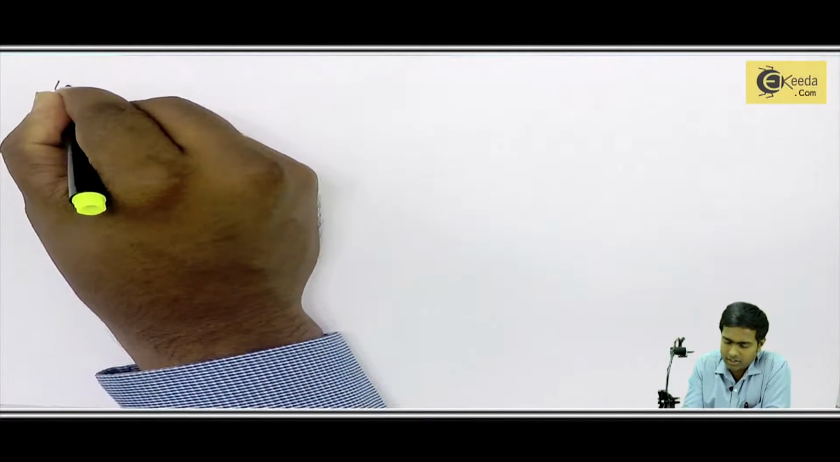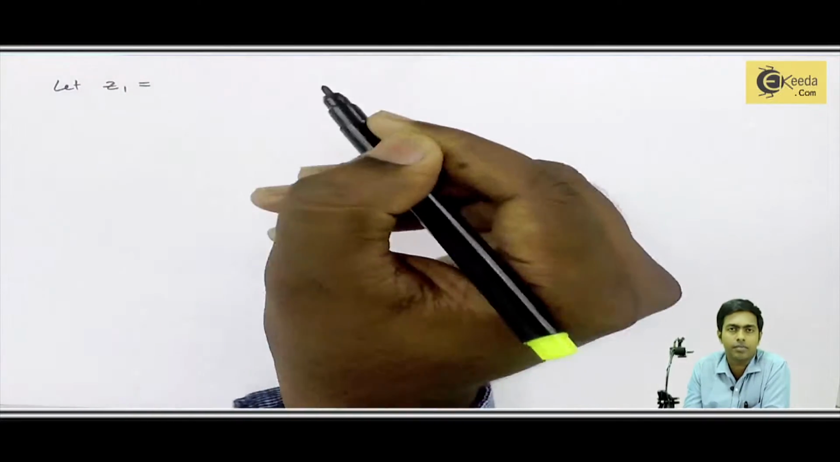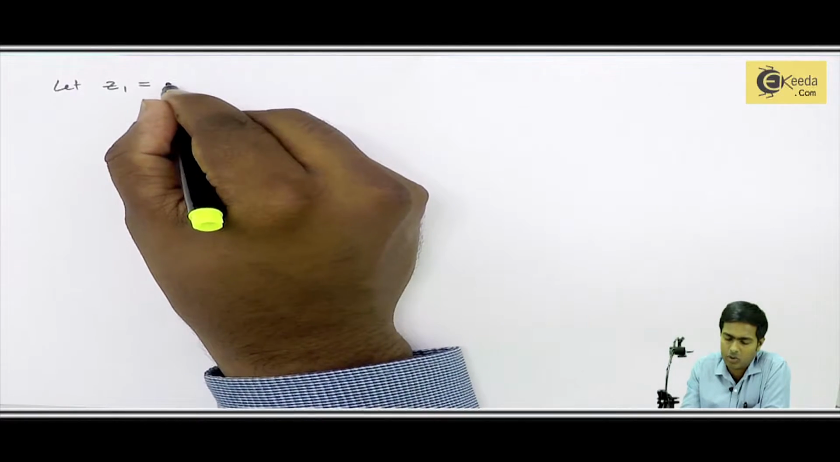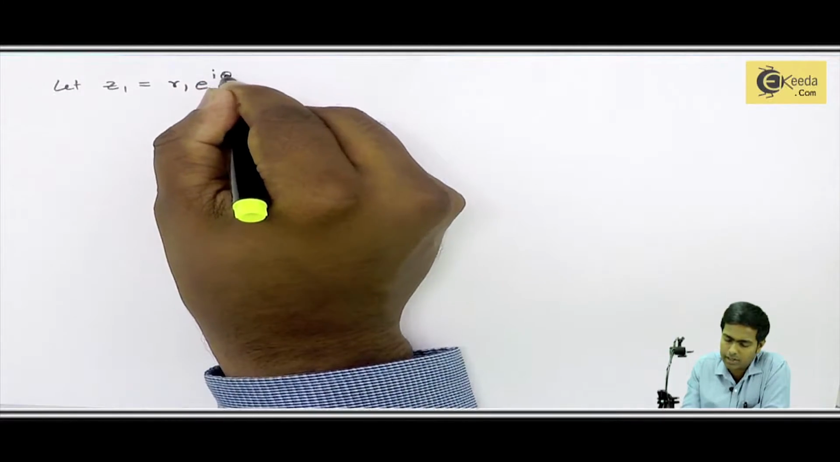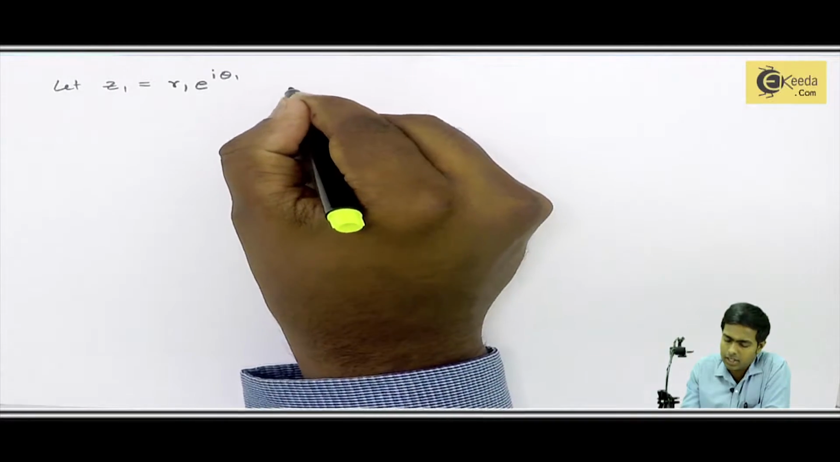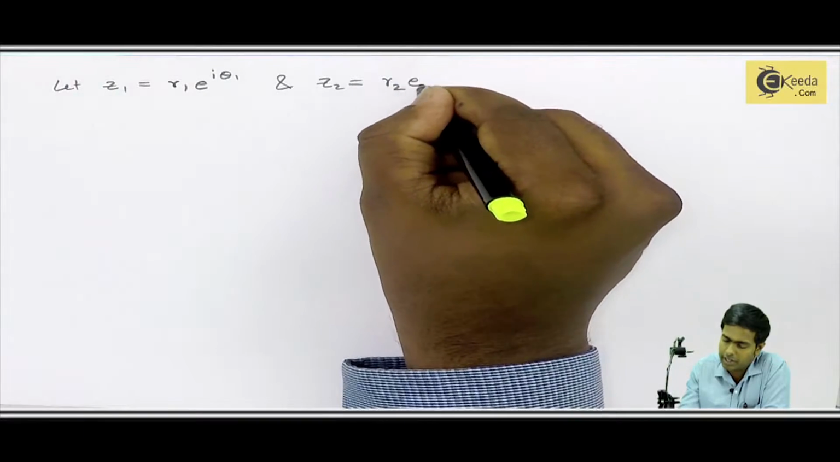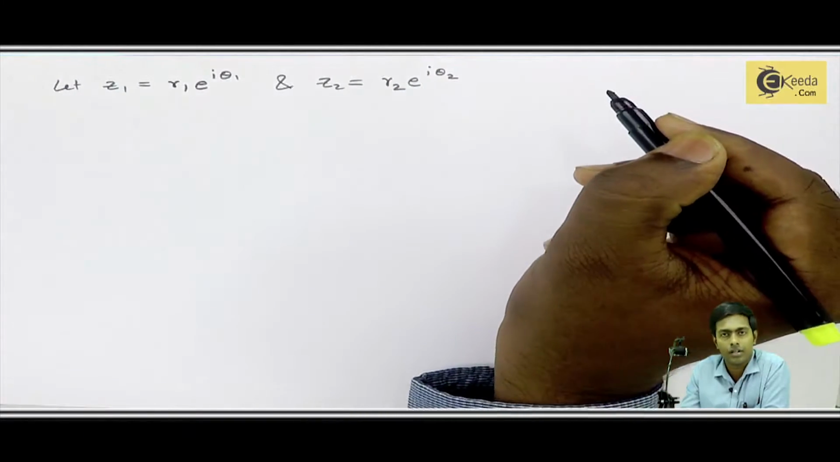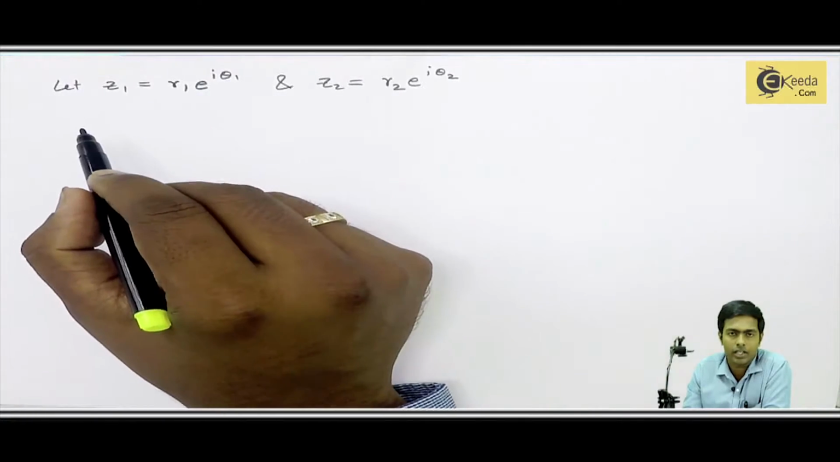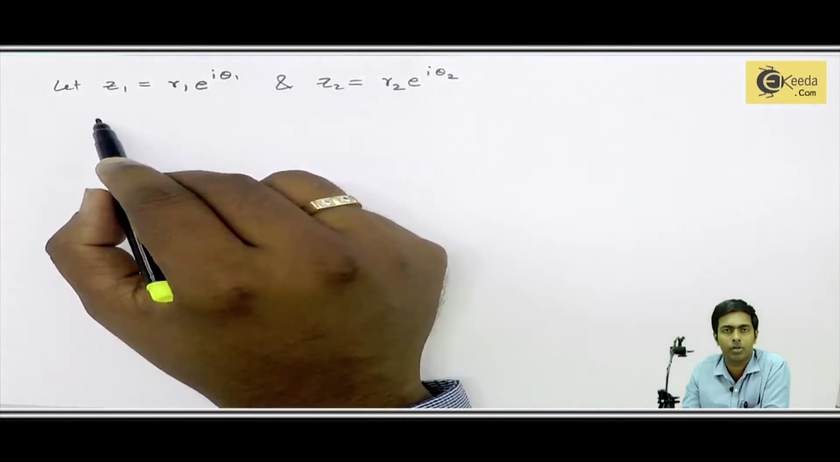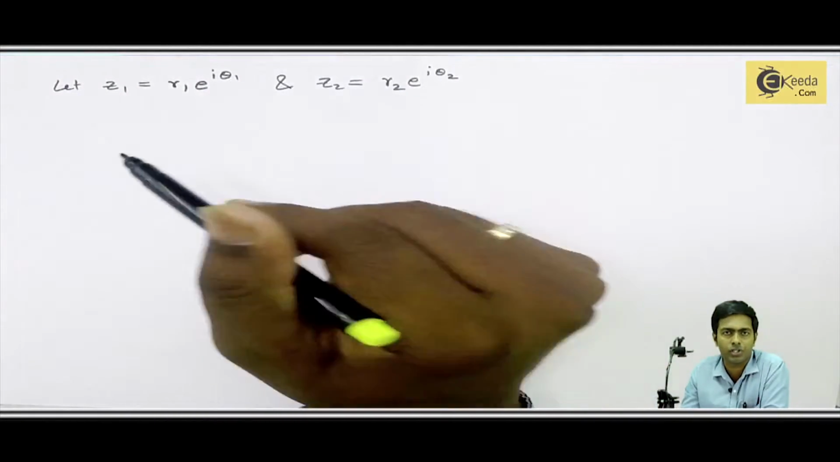Now let's see two more concepts where we will derive formulas. Let's consider a complex number z1 in the polar form or in exponential form. So in exponential form we can write it down as r1 e raised to i theta 1. Similarly, let's consider one more complex number which is r2 e raised to i theta 2. Now we are gonna see what will be the result of multiplication and division of two complex numbers in polar form or in exponential form.